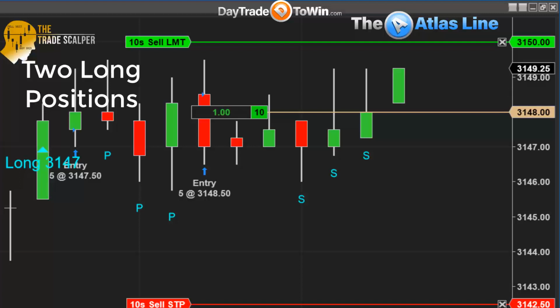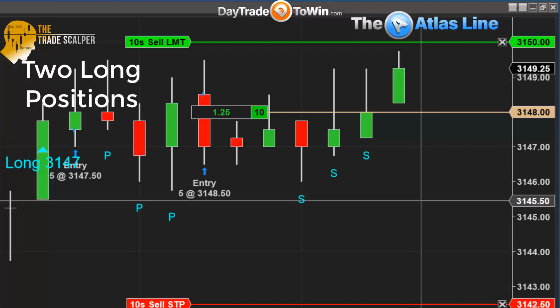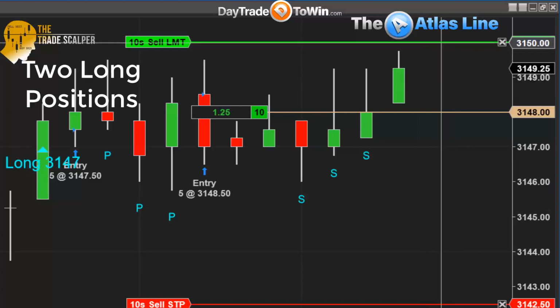So it's another opportunity to buy the market if you're not already long on the trade scalper or the initial pullback, to go long once again on the strength trade. But I'm not going to do that. I already have two positions to the long side. And the targets are the same. The stops are the same. I'm not going to change anything. I'm waiting for either the target or the stop to be hit.